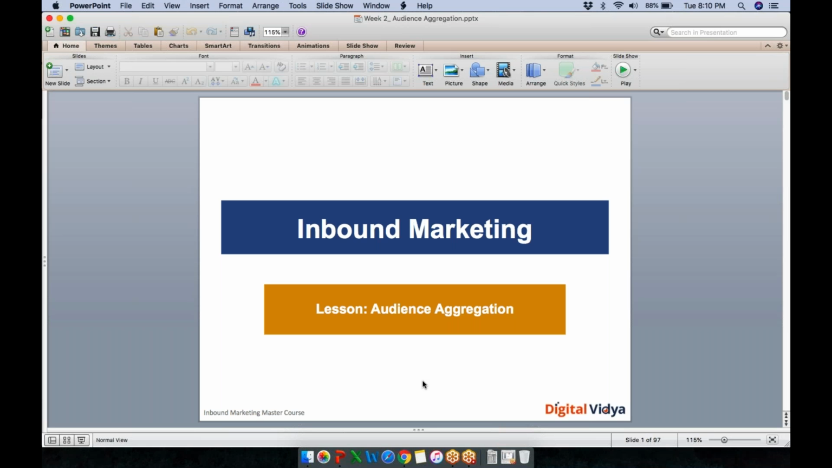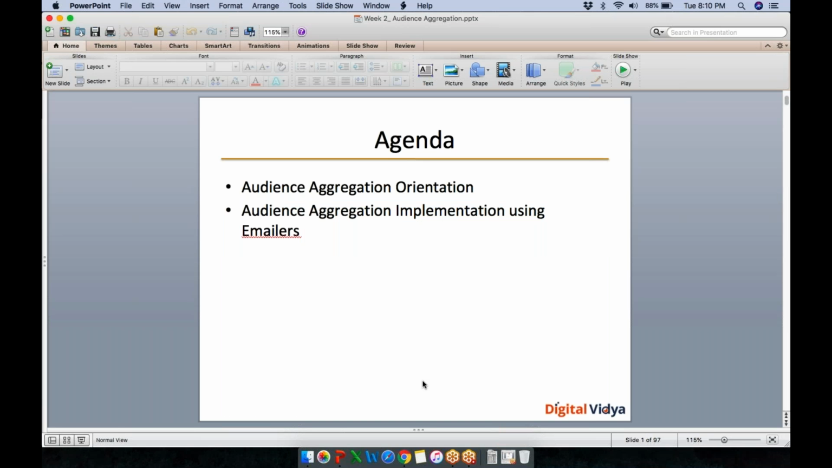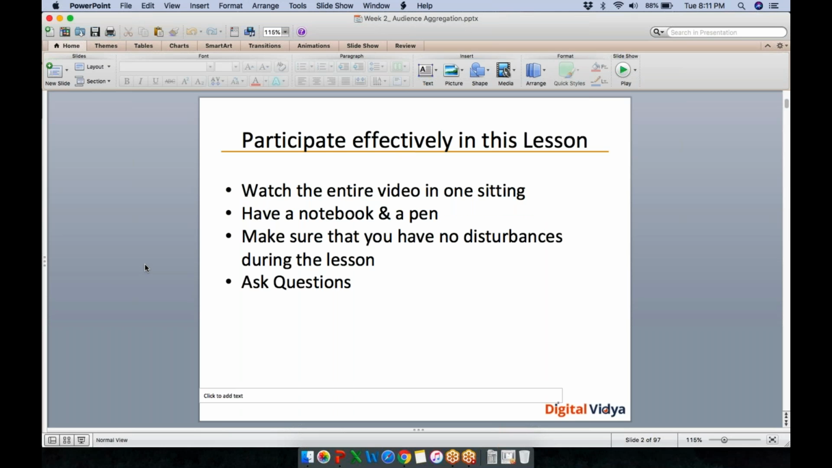But anyways, okay. So today we are going to go through this concept called audience aggregation. This is week two, session one. So today's agenda is to understand what is audience aggregation and understand how can we do audience aggregation implementation using emailers. All right. So we'll first finish the audience aggregation orientation today, and we will do the implementation using emailers in the next session, which is Thursday.